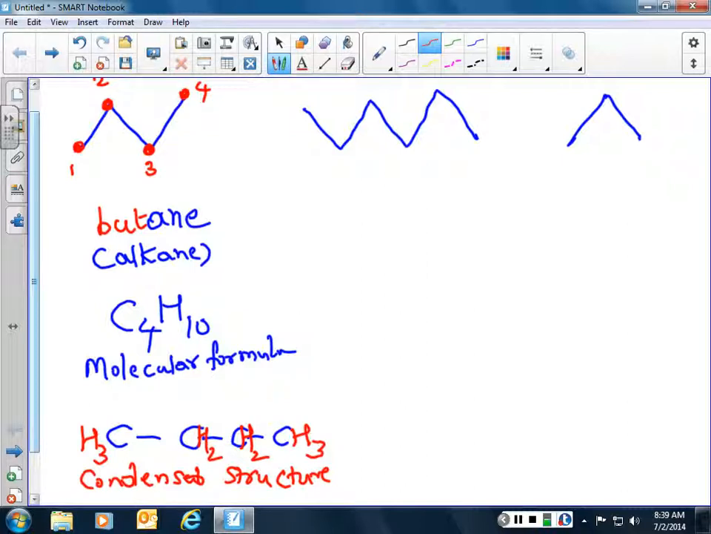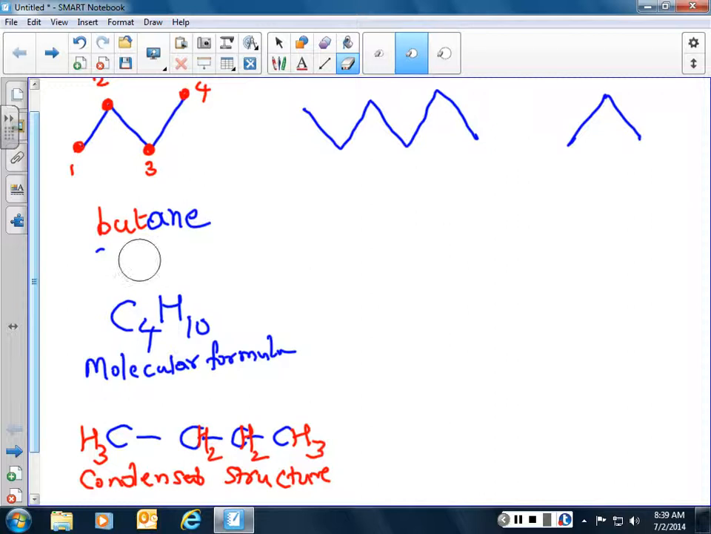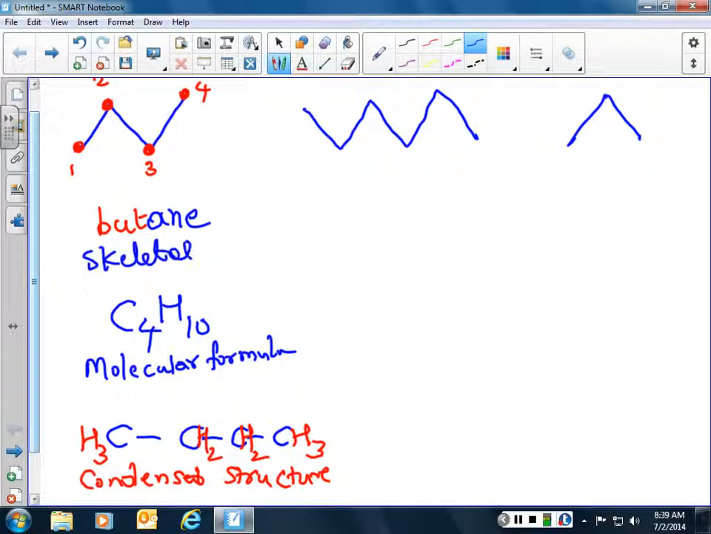So you should be familiar with this is called skeletal structure. So for this, it's a skeletal structure. So you should know how to write skeletal structure. What is meant by molecular formula? Molecular formula means how many carbon and hydrogens are there in the structure, and how to draw it in condensed form. So you should be familiar with these three forms.